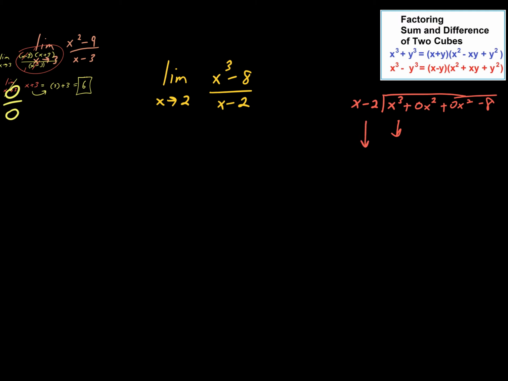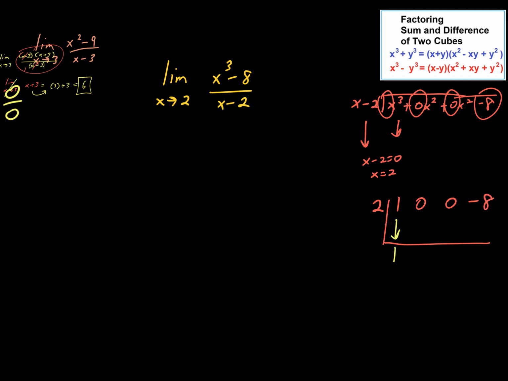With synthetic division, you don't put the factor. What you do is you set it equal to 0, and you're going to get x equals 2, so you're going to divide by 2. And then what we're interested in is these coefficients. I have a 1, 0, 0, negative 8. Here's what we do. We bring down the first term. We multiply these two, and you get 2. The product goes there, and you add up the column.